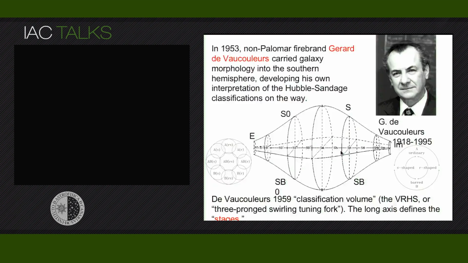So the way to think about it is that the usual types, like ellipticals, S0s, SA, SB, SC, are on the long axis of this 3-dimensional classification volume. And if you take a cut at each type, you find what are known as the varieties and the families. The bar strength and the ring spiral morphology are in the cross-section.